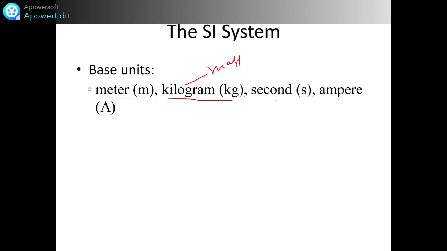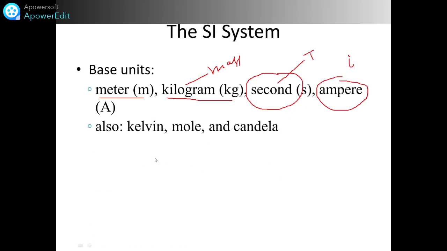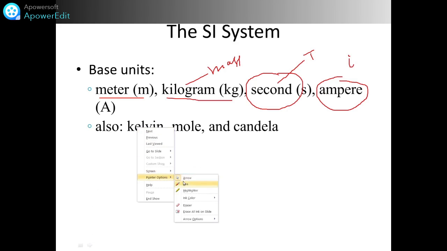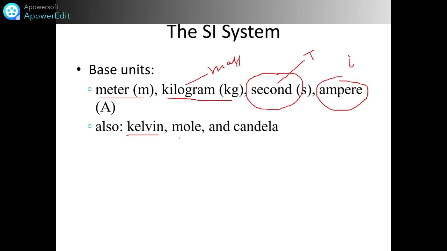or weight. The third is seconds, basically used to measure time. The fourth one is ampere, which is used for the current. Kelvin is basically used for the temperature. Mole is used for the molecular weight, and candela is related to the light.